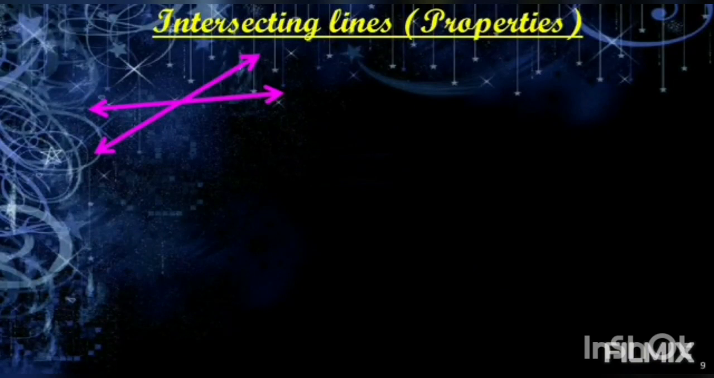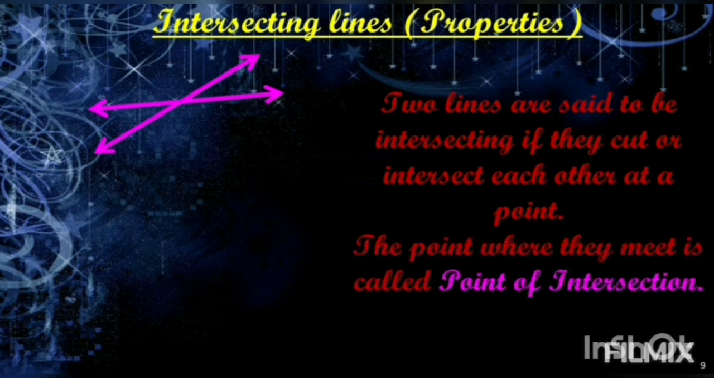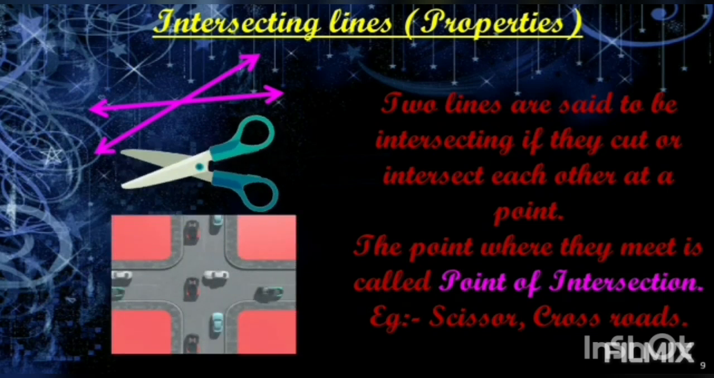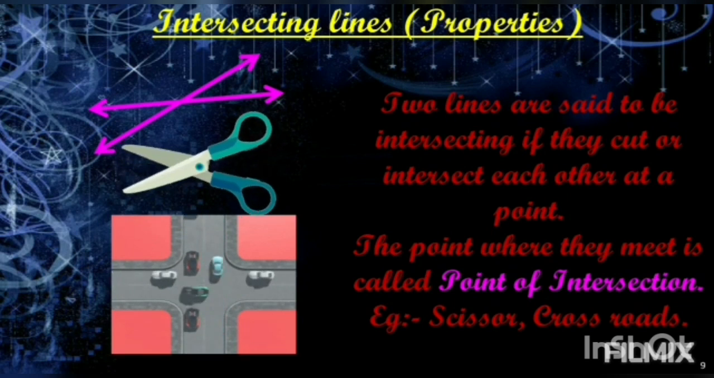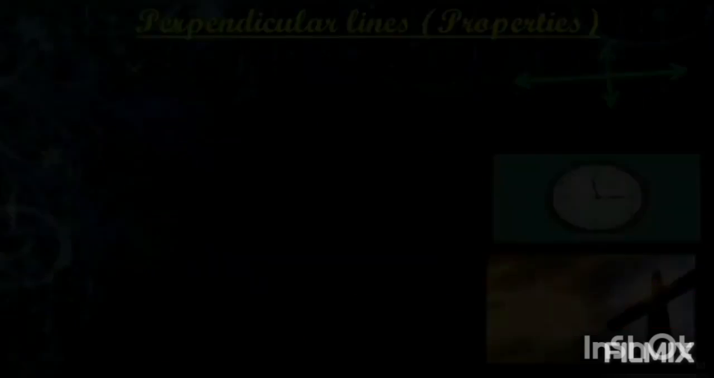Next we have intersecting lines. Two lines are said to be intersecting if they cut or intersect each other at a point. Looking at the figure given below, you can see that they intersect or meet at one point. Therefore, they are intersecting lines. The point where they meet is called the point of intersection. For example, scissor or crossroads. As you can see here, there is a point where they meet. So therefore, they are intersecting lines.